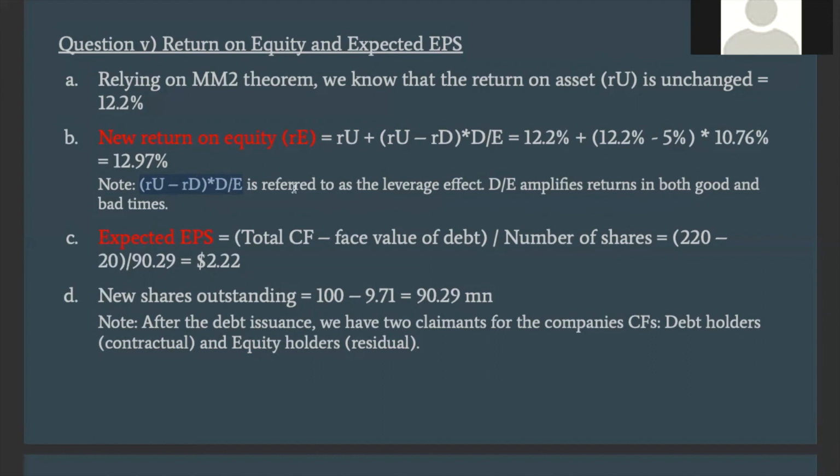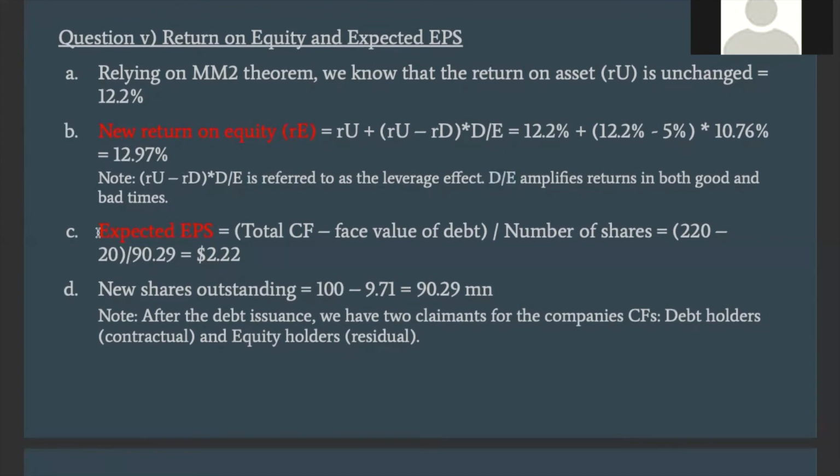This is generally in finance referred to as the leverage effect, which is the effect of the debt. And what D over E, which is the capital structure, does is that it amplifies the returns both in good times, which means when the unlevered return is higher than the cost of debt. In this case, this term here is positive, and then the overall return on equity increases. But also in bad times, when the unlevered return is lower than the cost of debt, this term here is negative and the return on equity is decreased. So this is basically how debt changes the riskiness of equity value in the company.